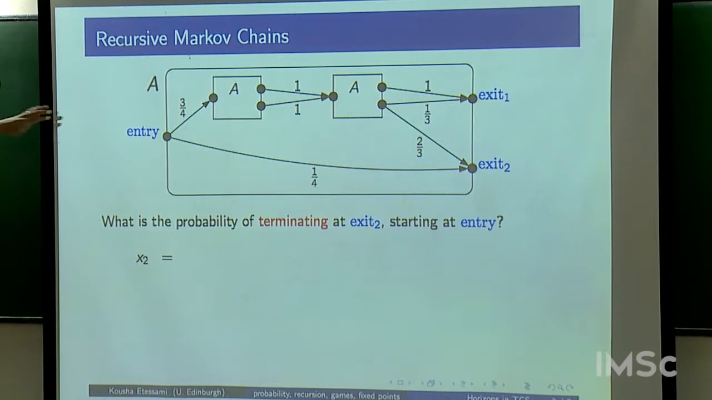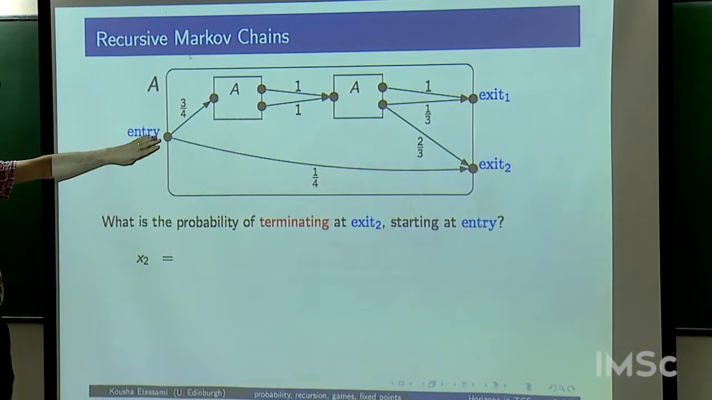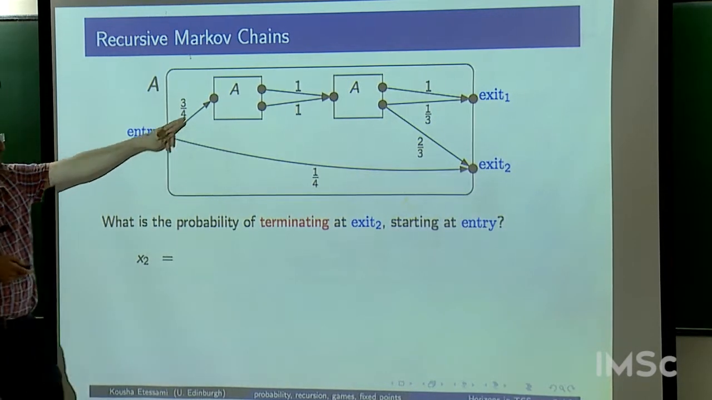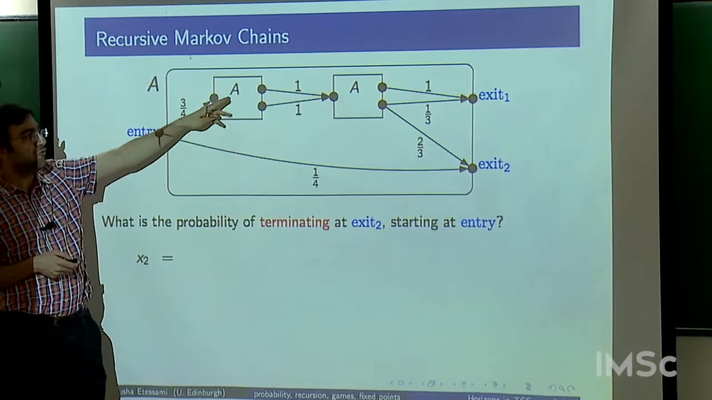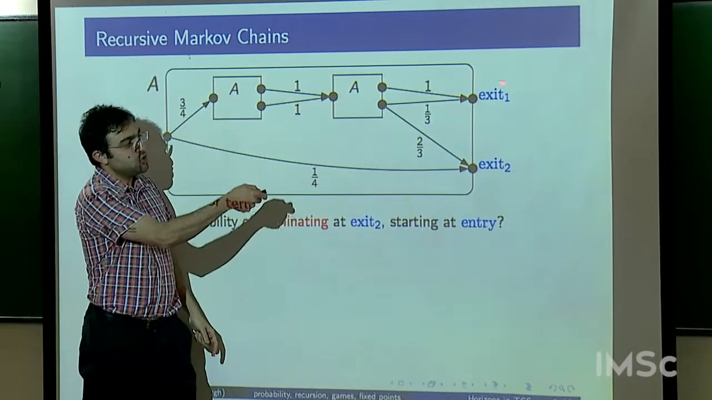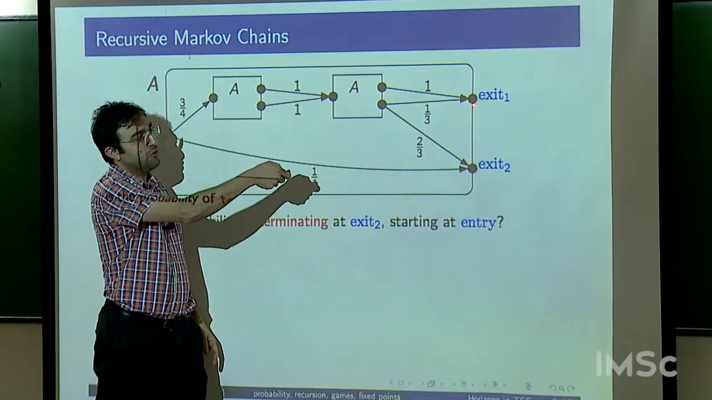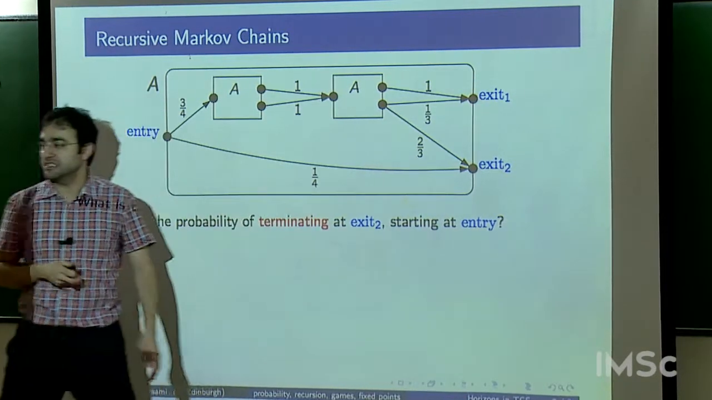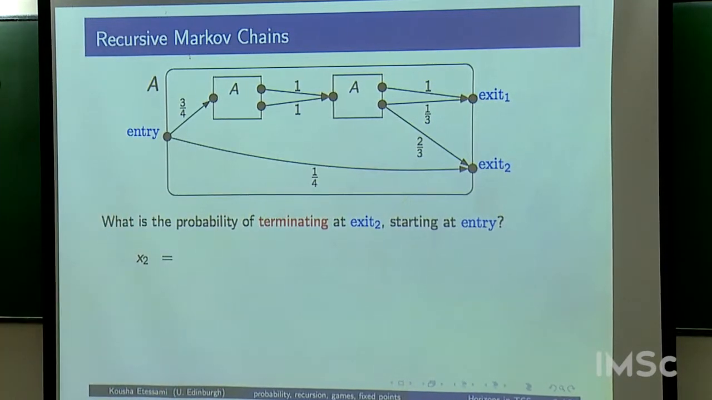So you have some procedure A, and when you call that procedure with 3/4 probability, it will call itself recursively, and it can give you 2 return values. It can exit out of exit 1 or exit 2. Think of these as corresponding to 2 possible return values.